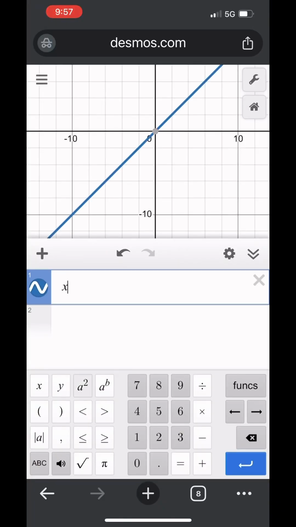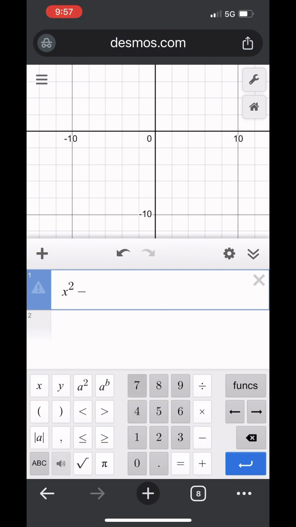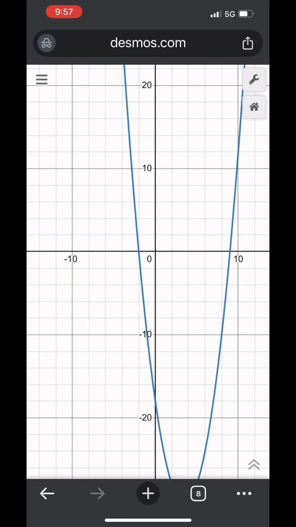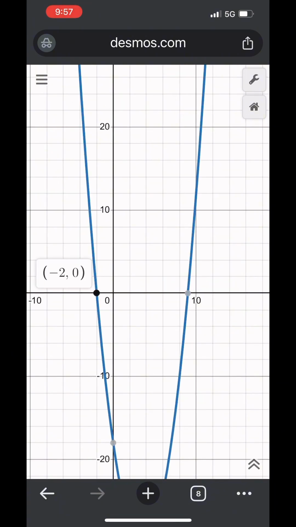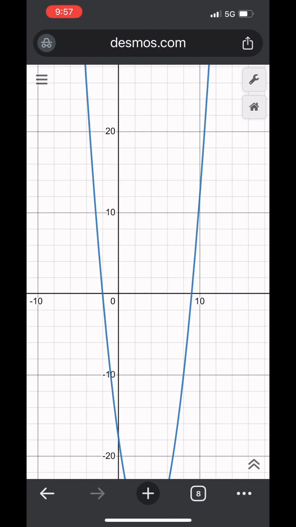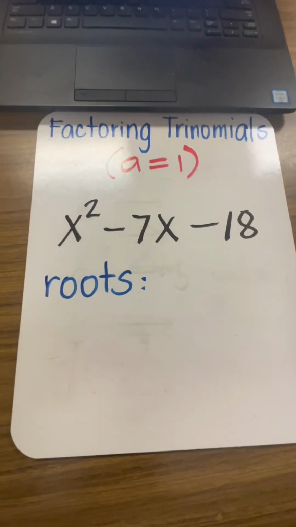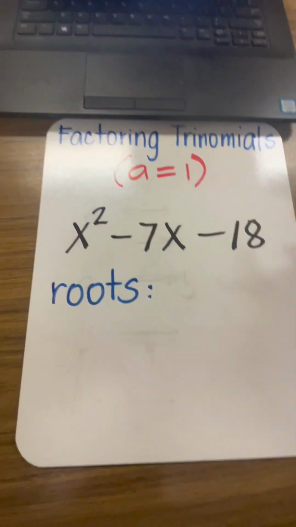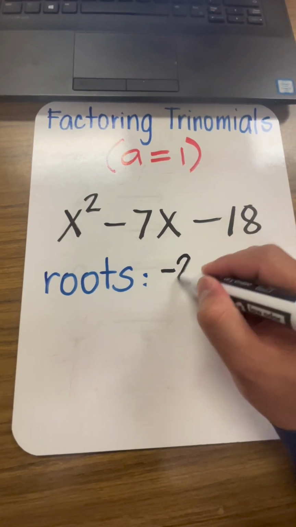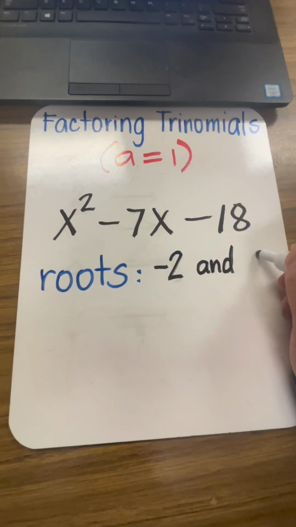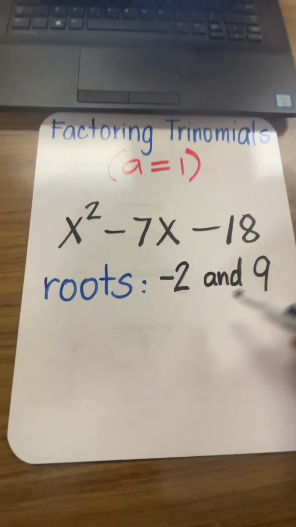To find the roots, we just need to enter the given trinomial in the Desmos graphing calculator exactly how it is given to you, and the roots are found where the graph crosses the x-axis, because the roots are the x-intercepts. From the graphing calculator, you've seen that the roots of this trinomial are -2 and +9.